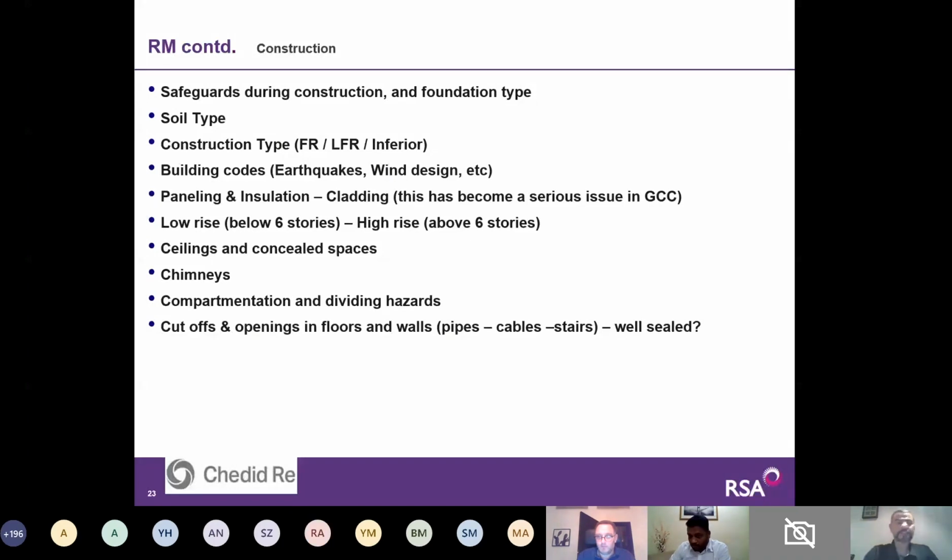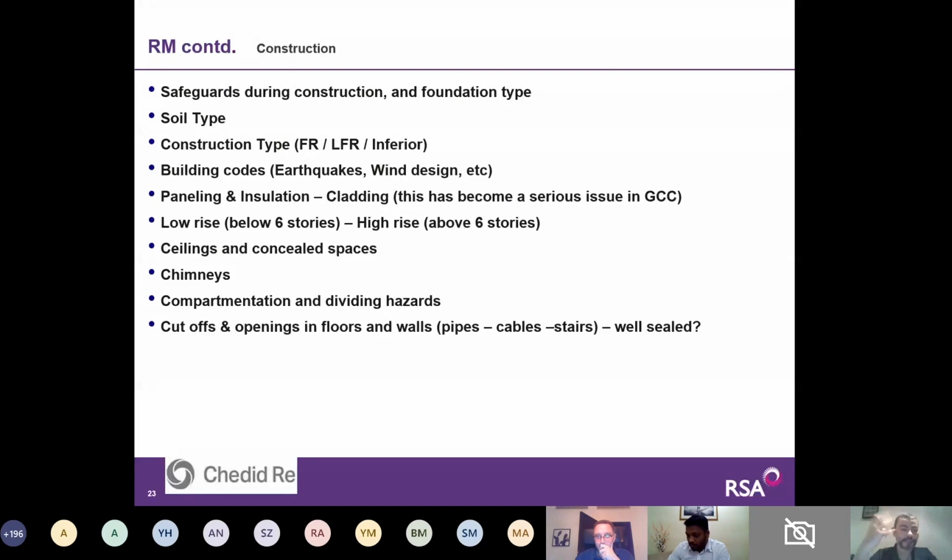Okay. Construction type. FR is fire resistive. LFR, lower fire resistive. Inferior, where we have ACP, where we have wood, where we have tents. This is inferior construction. There are some permanent tents in hotels. This is inferior structure. Fire will consume everything in 5 minutes.